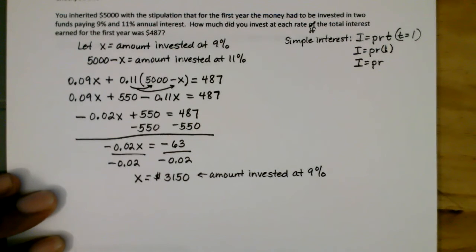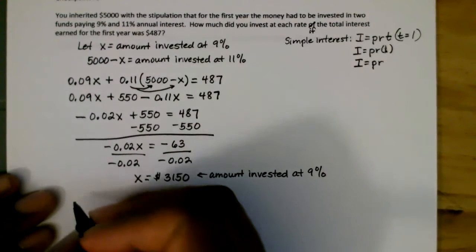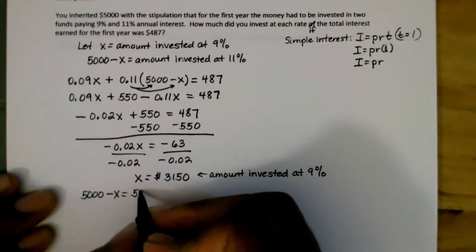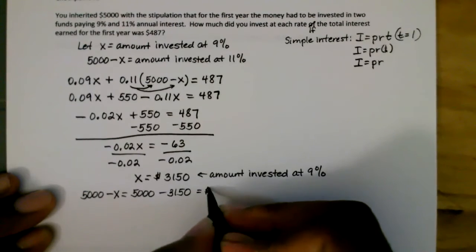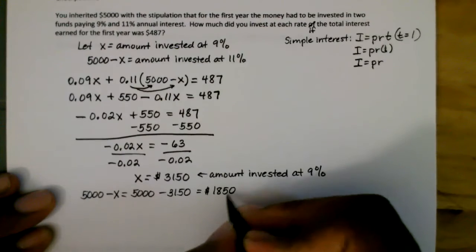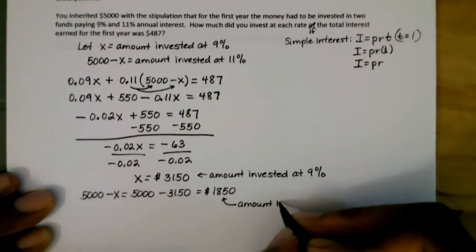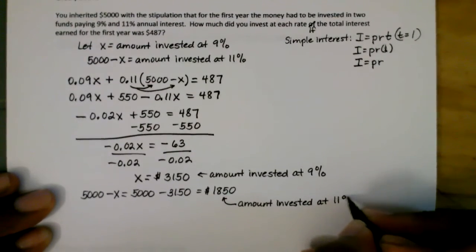And now to find out how much was invested at 11%. That's represented by the 5,000 minus x, which means I take 5,000 and subtract from it the 3,150. That will give me $1,850. So this represents the amount invested at 11%.